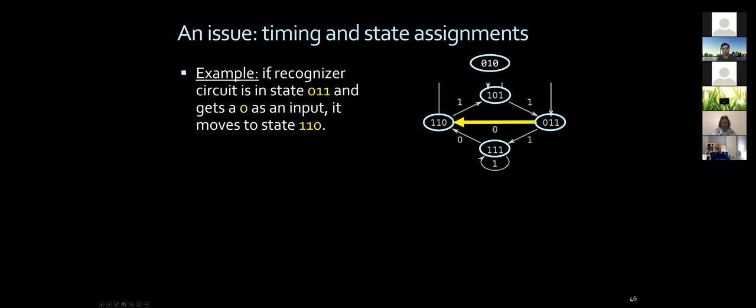The problem is, if the recognizer circuit is in state 0, 1, 1 and gets a 0 as an input, it now needs to move to a new state, right? It moves from state 0, 1, 1 to this state. From here, it wants to transition into 1, 1, 0, right? The problem is that to go from here to here, I need to have 2 toggles. 2 bits need to flip for this to happen.